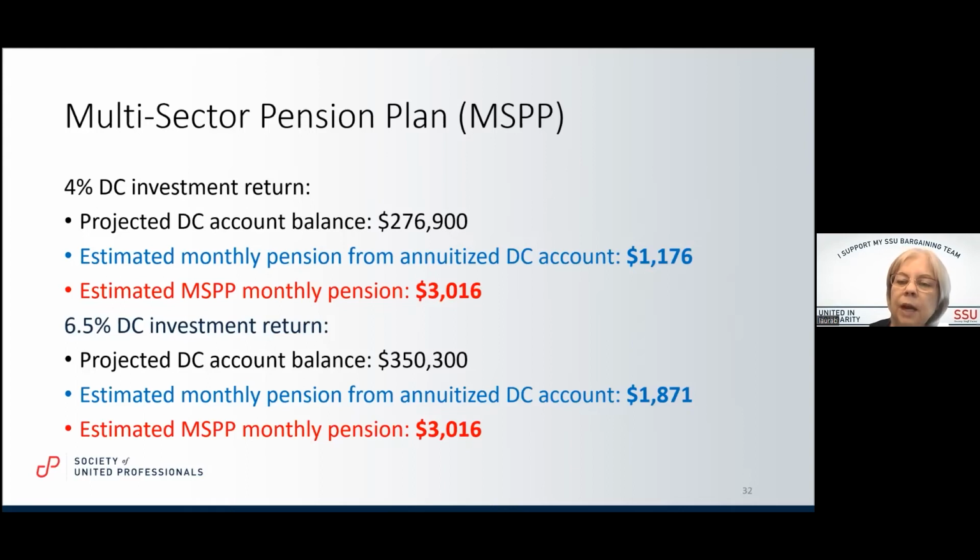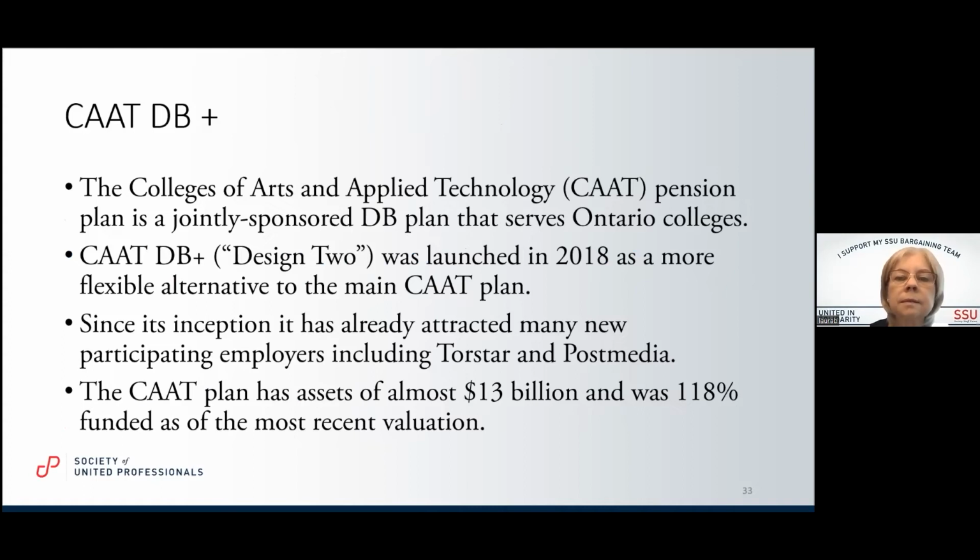We will now look at another example of an alternative to a capital accumulation plan that does not result in any additional cost to the employer. In other words, another option. The CAAT, I never remember what that stands for, College of Applied Arts and Technology, I think. Essentially, it is the big public sector jointly sponsored plan for the colleges in Ontario. It is a defined benefit plan.